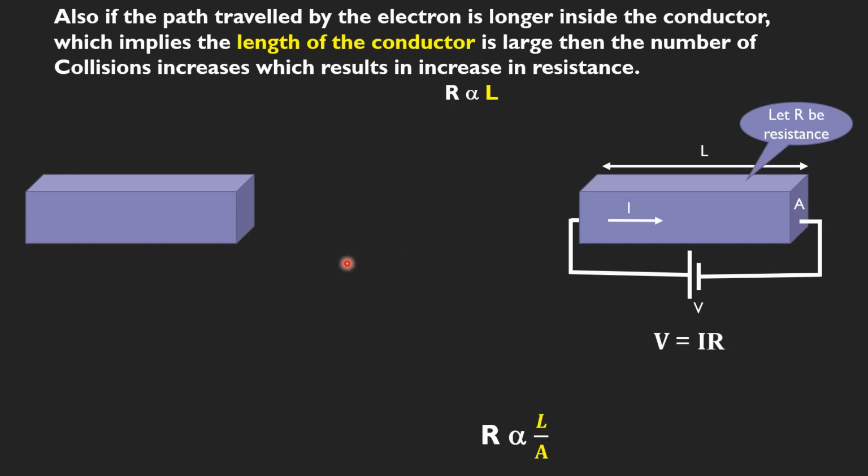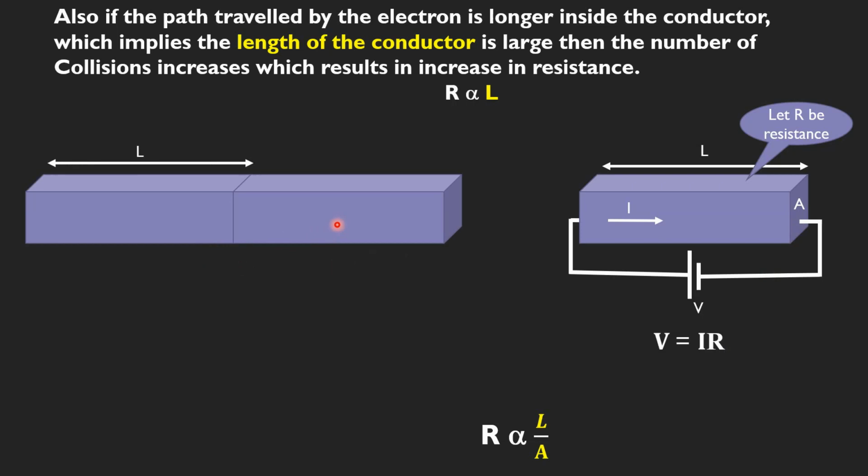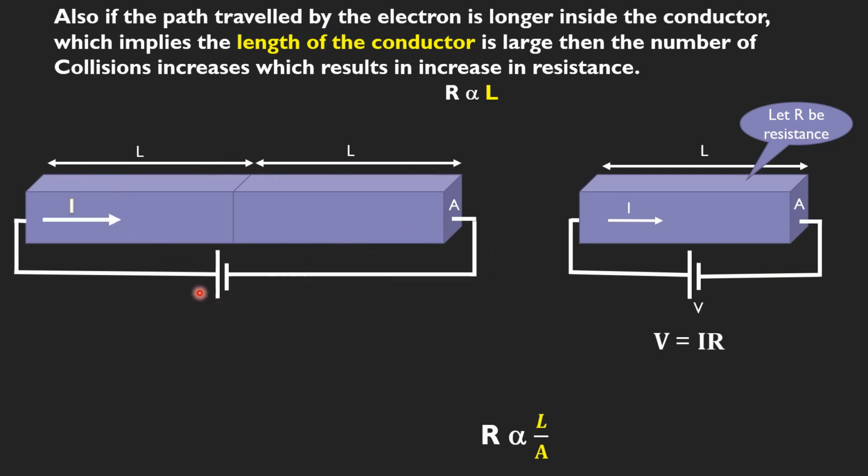If you consider a conductor of length L and another conductor of the same length is combined with this conductor, having the same area of cross section A, now the length of the conductor is doubled. In this case, the potential applied to each conductor is V. But the current flowing from this end to this end is the same current, because they are combined in this manner to double the length.